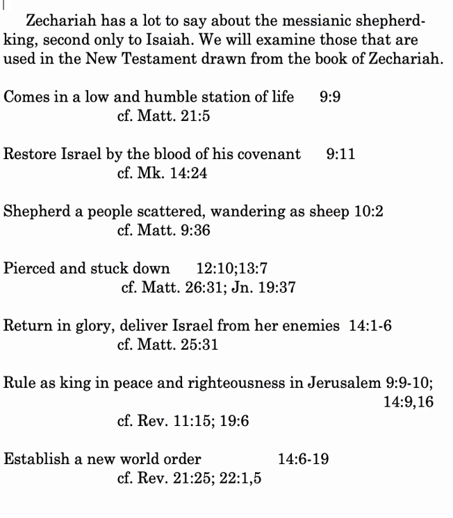He comes in a low and humble station of life. Now the 9:9 is in Zechariah and, of course, Matthew 21:5 is your New Testament passage. That continues to be the pattern here. He restores Israel by the blood of the covenant. He shepherds a people scattered, wandering as sheep. He's pierced and struck down.